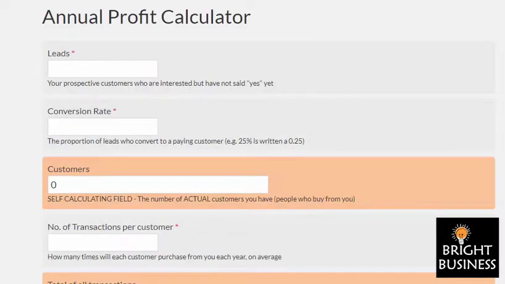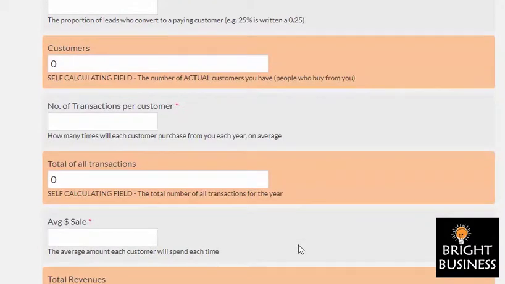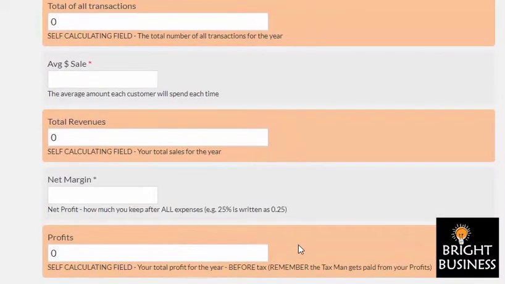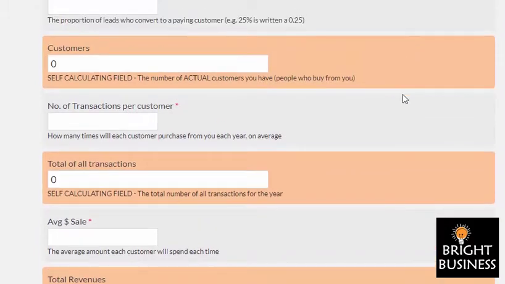This is a handy tool called the Annual Profit Calculator. This is a very good way of measuring some of the most important metrics in your business. What we're going to measure is the number of leads you attract, the conversion rate, the number of transactions per customer, your average dollar sale, and your net margin. And you'll see that these orange cells are self-calculating, so you don't need to do that.